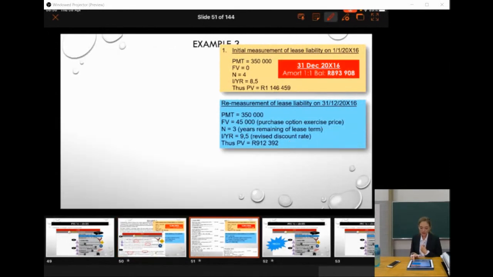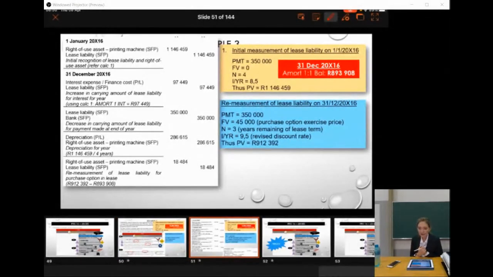Okay, so how would we do that? There we see our journals, and here is our remeasurement. The difference between the 912,392 and the 893,908 is 18,484, which is the amount that we are remeasuring our lease liability with. Why is this not considered a change in estimate? It is going to be considered a change in estimate.